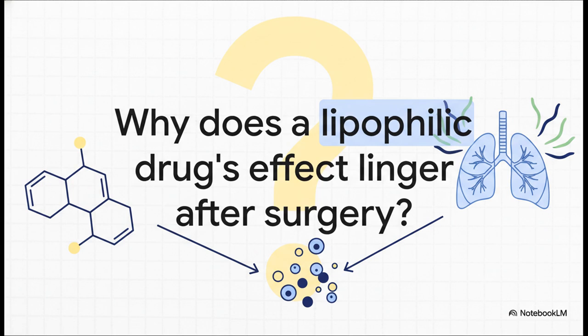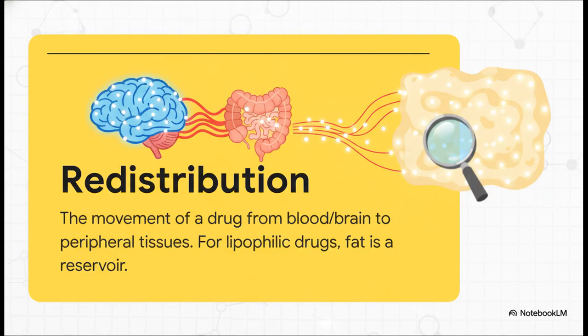What's going on here? The answer, and this is a huge concept for us, is redistribution. When you push a lipophilic or fat-loving drug, its first stop is the places with the most blood flow, like the brain. That's what gives you that immediate, powerful effect. But then, over time, the drug starts to move, or redistribute, into tissues that don't have as much blood flow, but have a massive capacity to just soak it up. And the biggest one? You guessed it, fat.